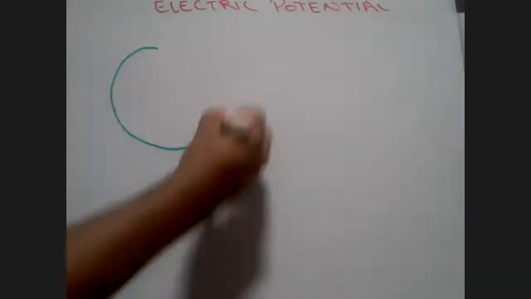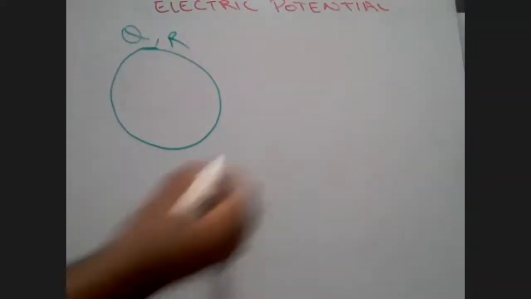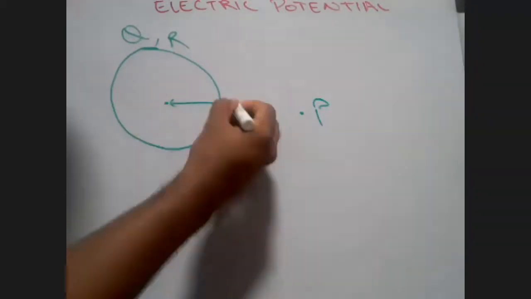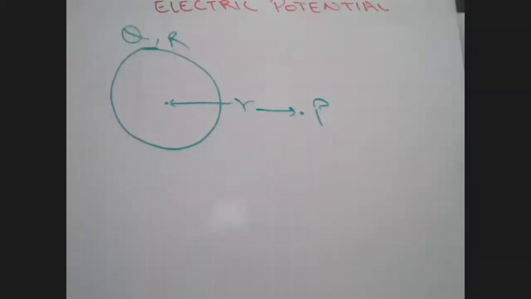Took a solid sphere. Okay, solid sphere. I told you the entire charge is Q and capital R is the radius, and I told you there's a point P over here, which is at a distance of small r from the center. In the last lecture, that was in the morning, what we derived is the potential at this point was equal to what?